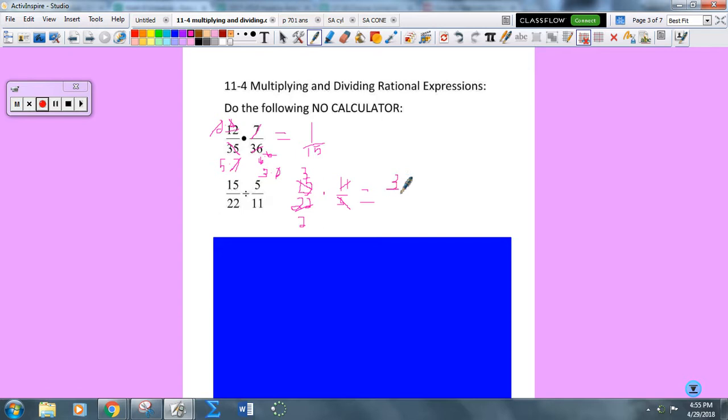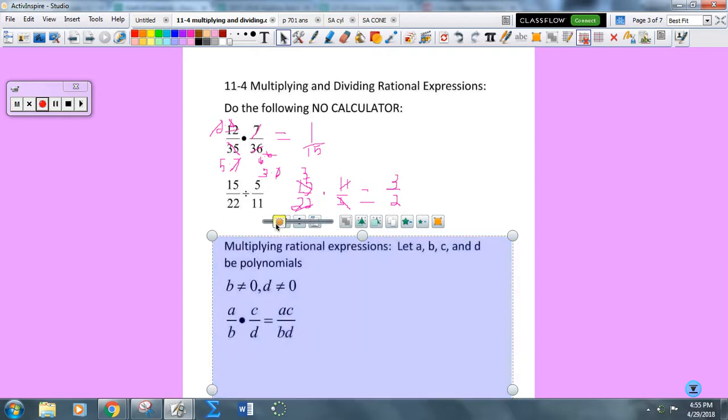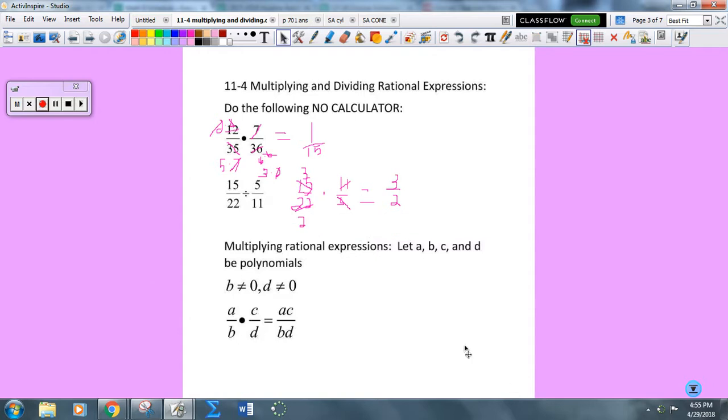Why is this important? Well, because what we are going to start doing today is multiply and divide rational expressions. So we reviewed our rules for fractions because they follow the same rules. However, we now have variables everywhere. So multiplying rational expressions for a, b, c, and d, where b and d cannot be 0 because they're in the denominator, I multiply straight across. I can still divide out by common factors.